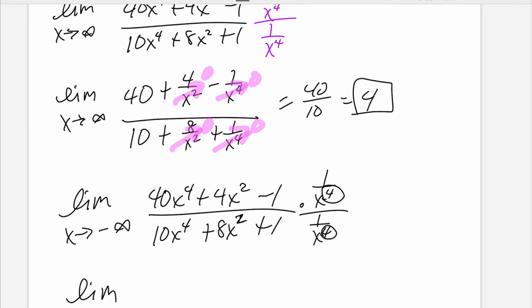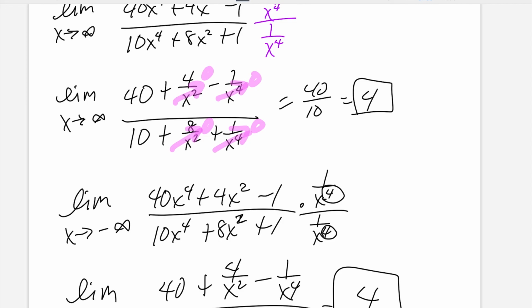The limit as x approaches negative infinity of 40 plus 4 over x squared minus 1 over x to the fourth, over 10 plus 8 over x squared plus 1 over x to the fourth. Whether I go from the negative infinity or the positive infinity, we're going to make it to the same value because the highest exponent is even. Because that highest exponent is even, we're working this out and we're pulling that off. All right?